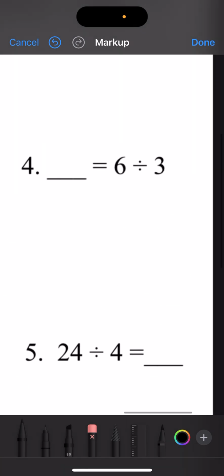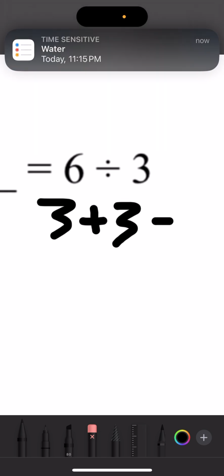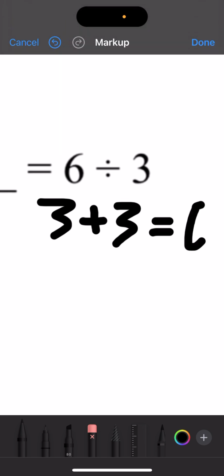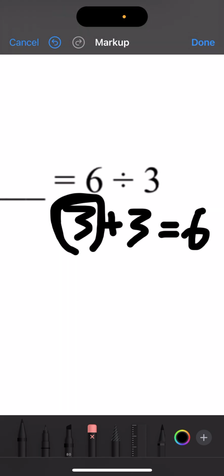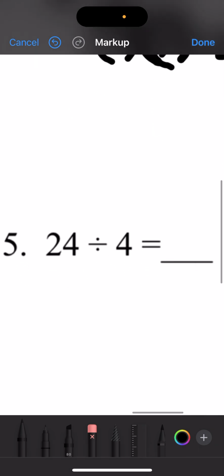Number 4, blank is equal to 6 divided by 2. So for 6 divided by 2, we could know this: 3 plus 3 is equal to 6, and we have one 3 and two 3s. So 6 divided by 3 is equal to 2.